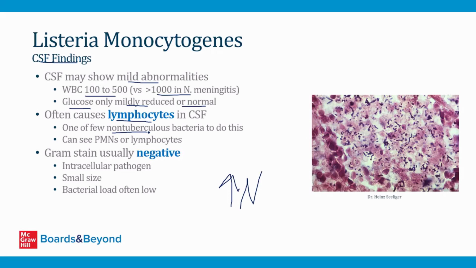So in a patient who has a lumbar puncture and has Listeria bacterial meningitis, you can see an increased white blood cell count that can be made up of neutrophils, but it also sometimes can be lymphocytes, or sometimes it can be a mixture. You should also know that the gram stain of the CSF in Listeria meningitis can be negative. That's because it's an intracellular pathogen. It's also very small, and the bacterial load tends to be low. This is not a highly virulent bacteria, so there often aren't a lot of bacteria present in the CSF.